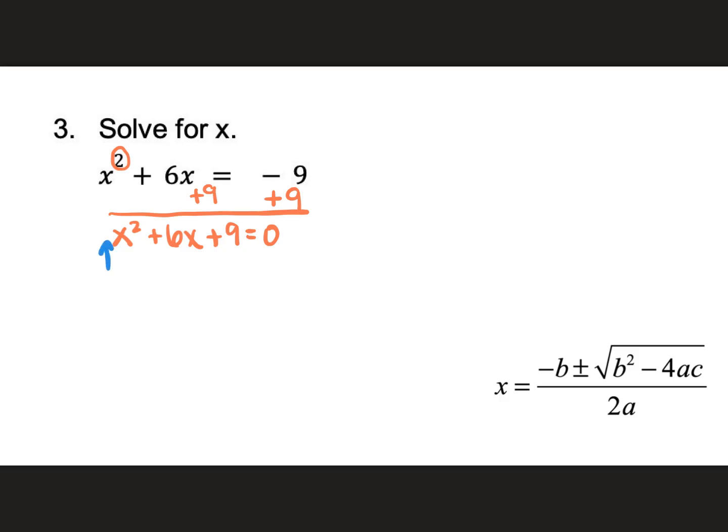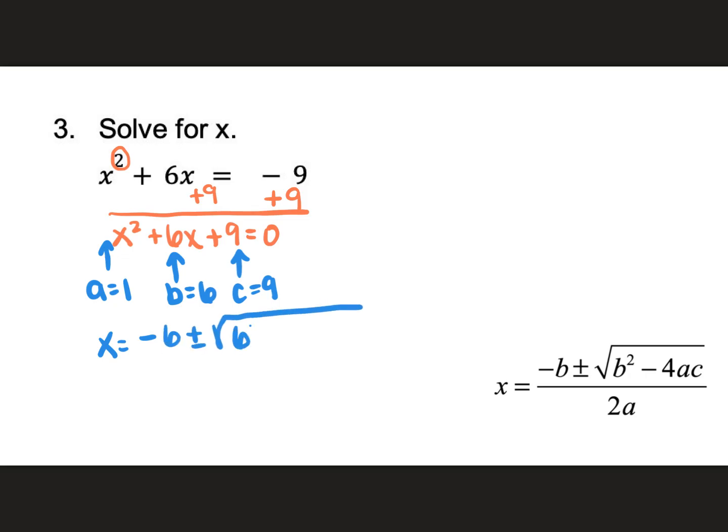Now we can label. Here's A, our invisible 1 sitting there. We have our B, the 6, and C is 9. So we've labeled A, B, and C, or identified them. Now we can substitute into our formula. We have x equals the opposite of B, so opposite of 6 would be -6, plus or minus. We have a big square root. B squared is going to give us 6 squared minus 4 times our A, which is 1, times C, which is 9, all divided by 2 times our A, which is again 1.